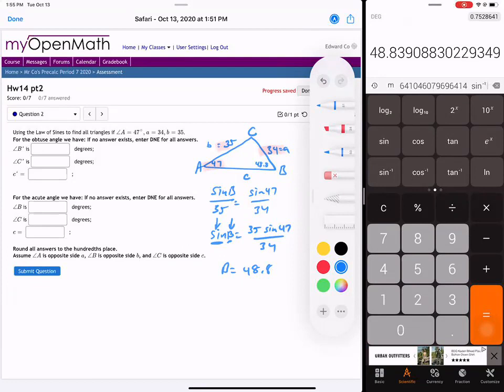Oh, it says round to the hundredths. I'm sorry, I didn't read that. So rounding to the hundredths. Oh, I see now. Thank you. Right there, it says round to the hundredths place. Thank you, Christian. Thank you for reading. So I'm going to say 48.84.